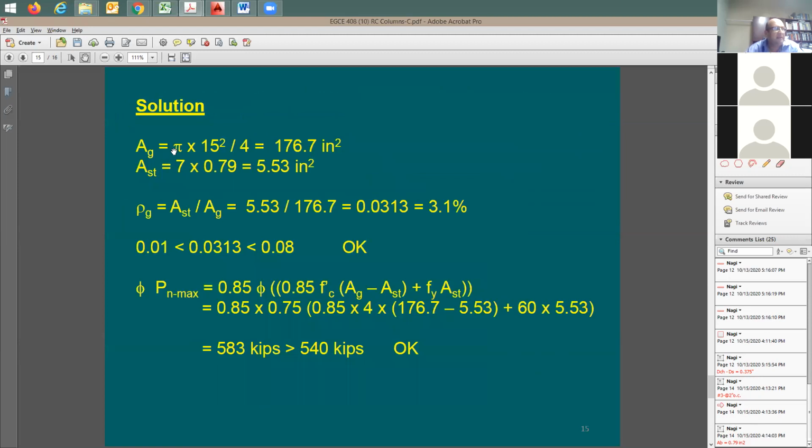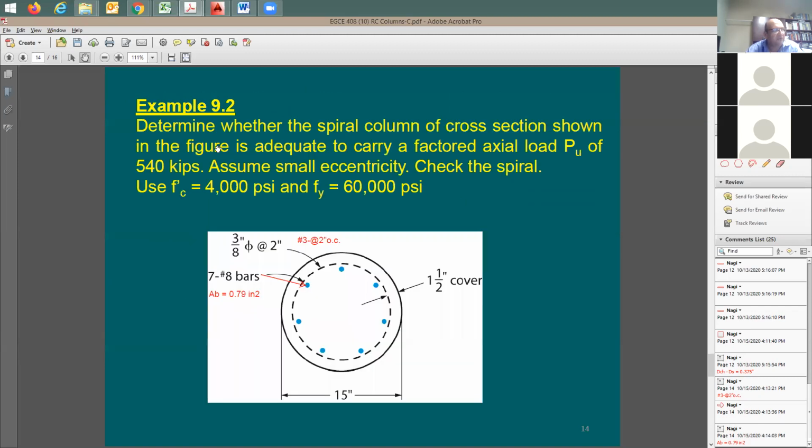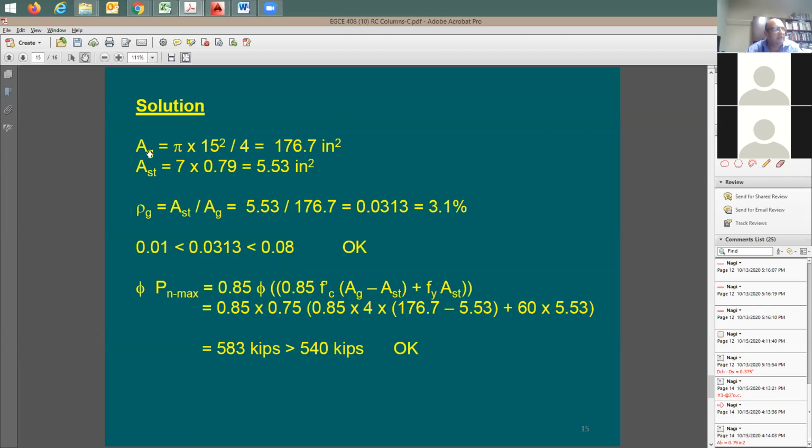Gross section area is going to be pi d squared divided by 4. Diameter is 15 inch. If you remember, that was 15 inch. This gives you the gross section area of the column. For the reinforcing steel, the vertical ones, I'm going to have 7 rebars times 0.79 square inch for number 8. So I'm going to say this is here for what? I'm going to say number 8, A sub B for number 8, so that I don't forget what this is coming from. It says 5.53 square inches.